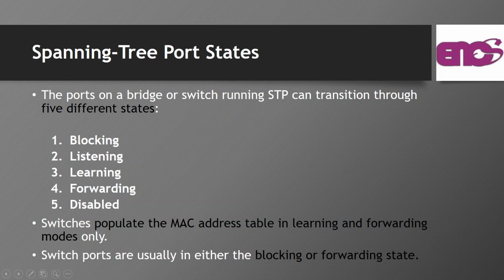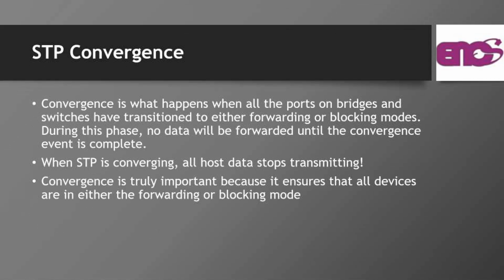And these are the 5 states of spanning tree. It will first of all block the port. It will listen for connections. It will learn about addresses, it will forward, and it can also disable the port. The whole idea of STP is just to avoid loops on a network. So switches populate the MAC address table in learning and forwarding. Switch ports are usually in either blocking or forwarding states. So these are the STP port states.